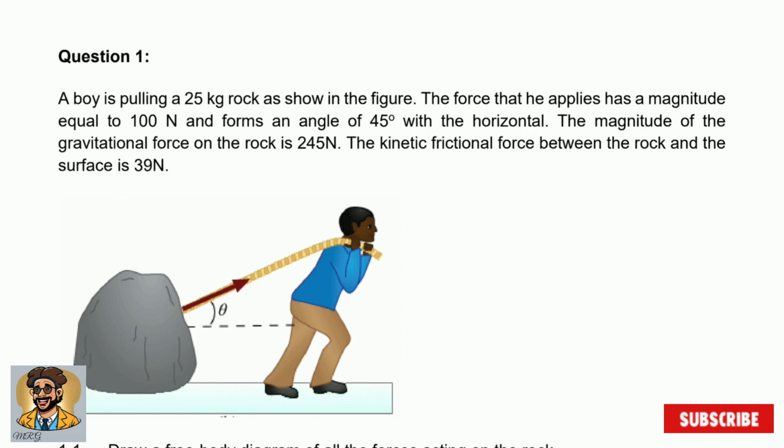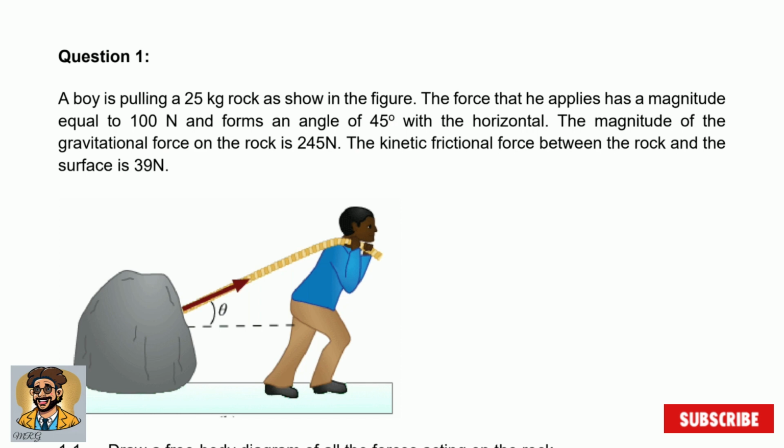This is mostly for grade 11, however it is applicable for grade 12. We're going to practice some questions. Question one says a boy is pushing a 25 kilogram rock as shown in the figure. The force that is applied has a magnitude equal to 100 Newton and forms an angle of 45 degrees with the horizontal. The magnitude of the gravitational force on the rock is 245 Newton. The kinetic frictional force between the rock and the surface is 39 Newton.